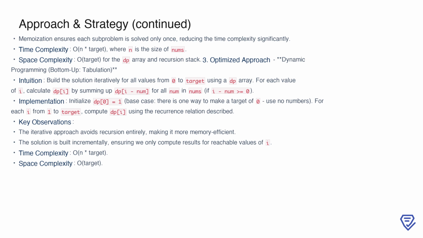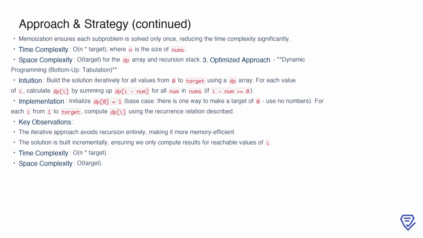altogether. In this approach, we build the solution iteratively for all target values from 0 to the given target. We use a DP array where DP[i] is calculated by summing DP[i - num] for all numbers num in nums, provided that i - num is non-negative.